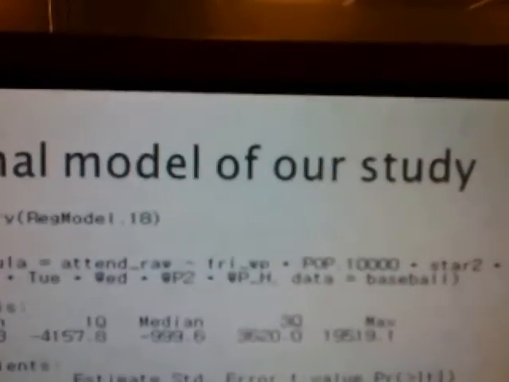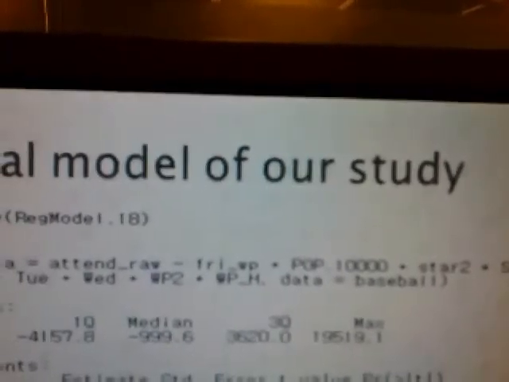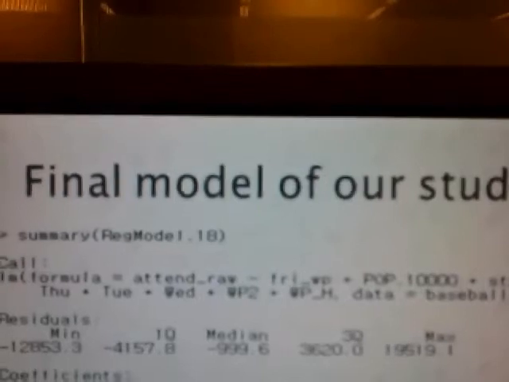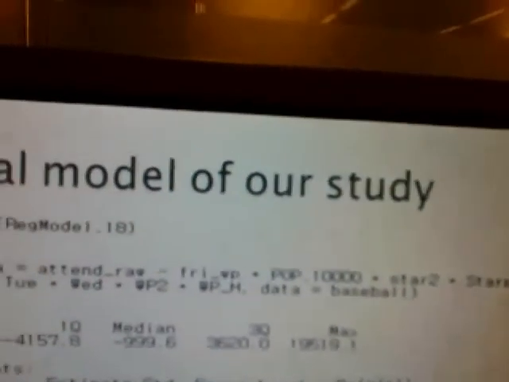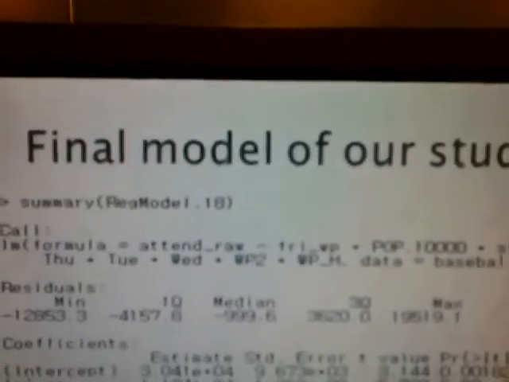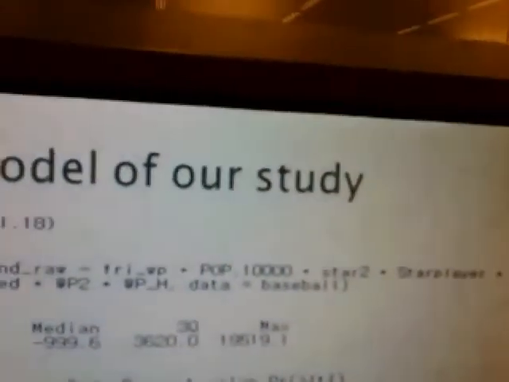It is not so surprising that Friday and Sunday are deleted, because our base is Saturday. Usually Friday, Saturday, and Sunday are regarded as weekend, so they are similar. So Friday and Sunday are removed, and you can see the adjusted R-square increased a little bit to 0.4412, and the p-value is also very, very small. This indicates that our model is very useful to explain the attendance of the baseball games.